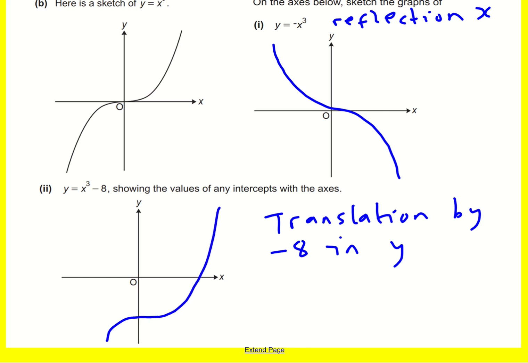Now it says show the values of any intercepts of the axes. So I've got a bit to do because this is going to be minus 8. But then I need to also find out what this is. And so it's going to be when x cubed minus 8 is equal to 0, when y is equal to 0, which means x cubed is equal to 8. And so I take the cube root of 8, and that's going to give me 2 as my answer.